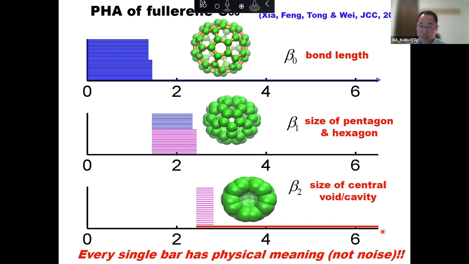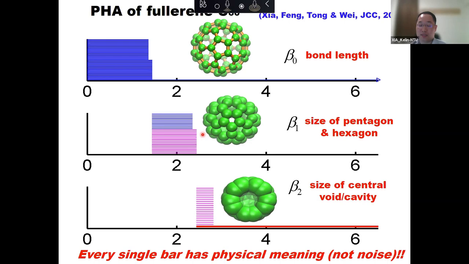So you see every bar here, the starting point, the ending point, and the length, has its exact physical meaning. So no noise exists in this structure. And actually this barcode, later we use it as a fingerprint to precisely characterize the molecular structures.